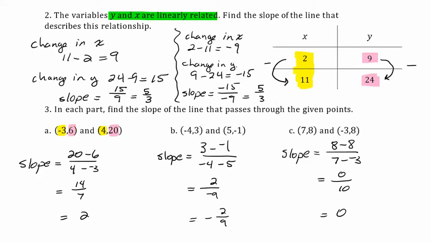All right, let's see how you did. So the first one should come out to be 2. All right, part B comes out to be negative 2/9. Now I want to talk about this one a little bit. If you switched the order and you did these in the reverse order, -1 minus 3 on the top and 5 minus -4 on the bottom, then you would have got a -2 on the top and a +9 on the bottom.